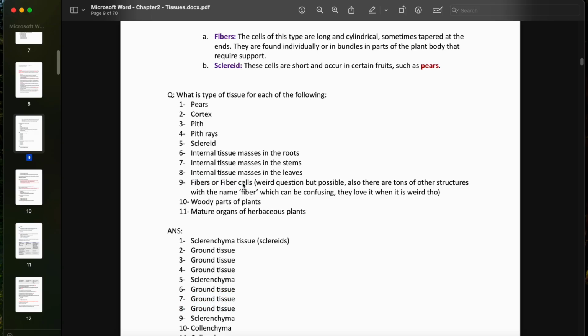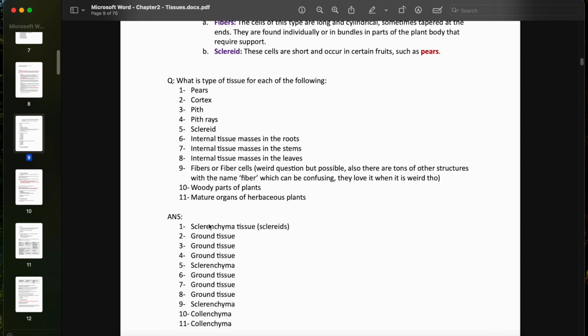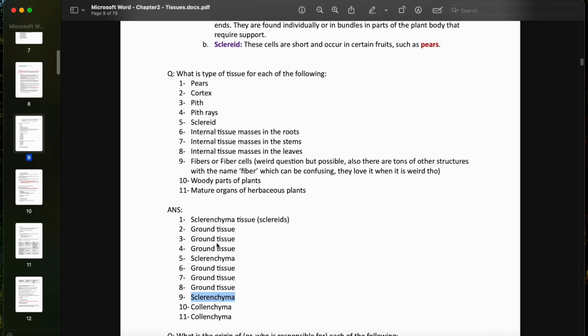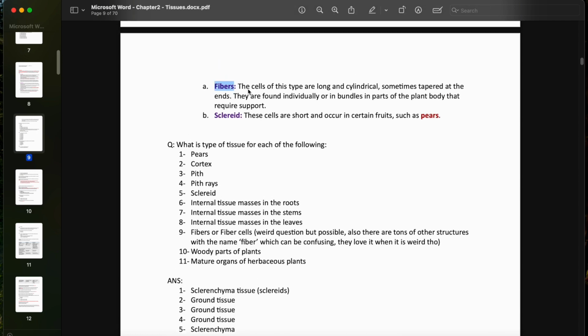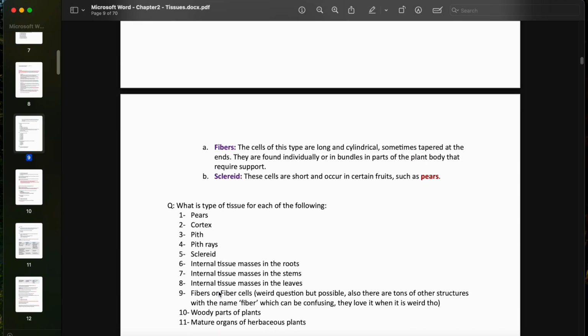Now, this can make a very weird question, but it's not impossible. They love these questions. If they tell you just fiber, the answer would most likely be sclerenchyma, referring to this fiber cell. And woody parts of plants, it's the collenchyma mentioned here.